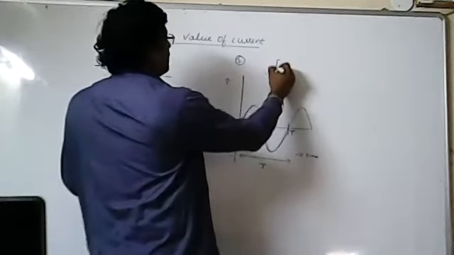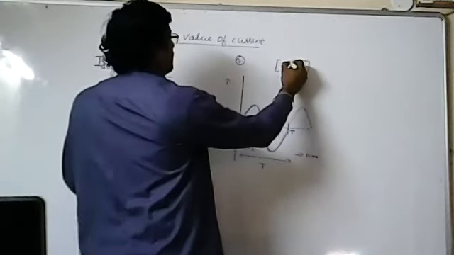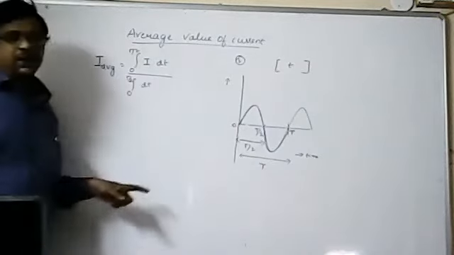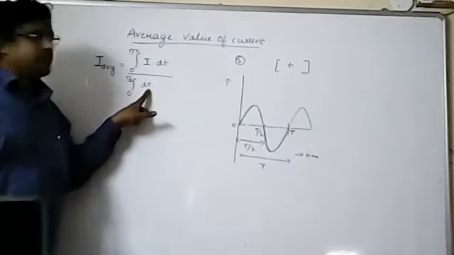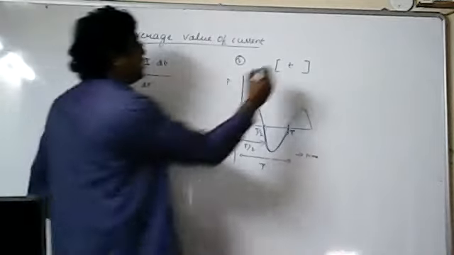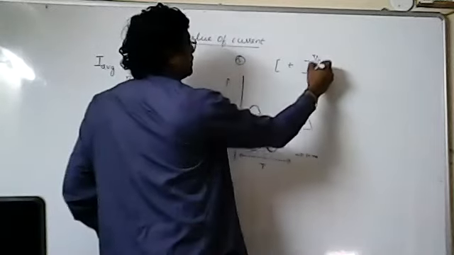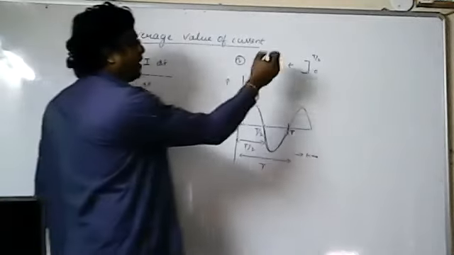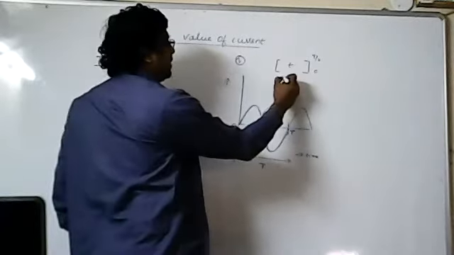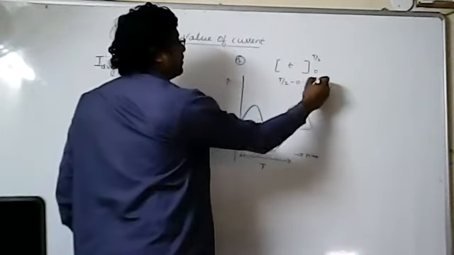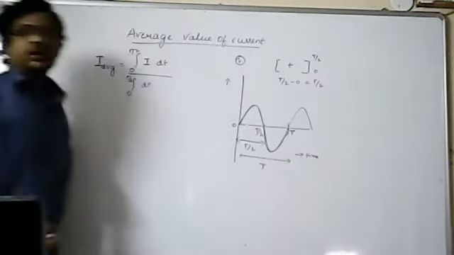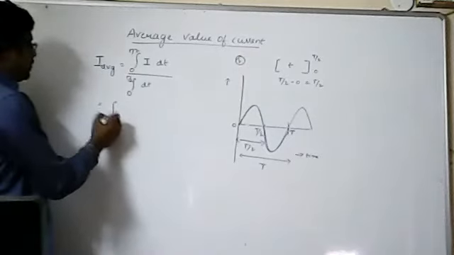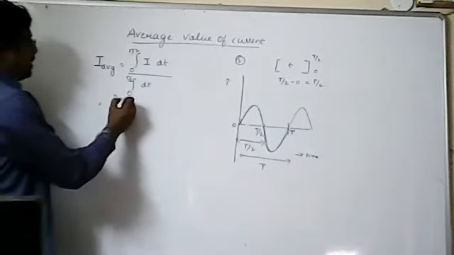So if I integrate, what is it? Here nothing is there, meaning 1 into dt. Integration of a constant with respect to dt is what? T. It should be applied within the limits, what? T by 2 and 0. Then if I substitute upper limit minus lower limit, what is the value? T by 2. So the same thing I will write here, 0 to T by 2.